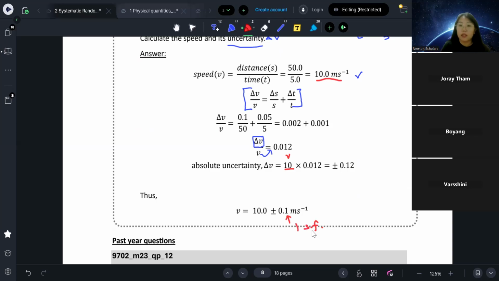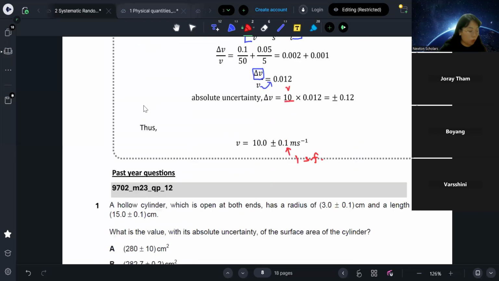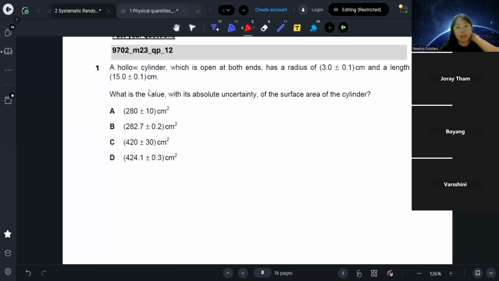Okay, so this is how we solve the question for the equation that we need to multiply or divide. For example, speed equals distance divided by time. So we need to find the fraction. We need to add up the fraction. Okay, now we try. This one I will let you try, but I give you some hints first.